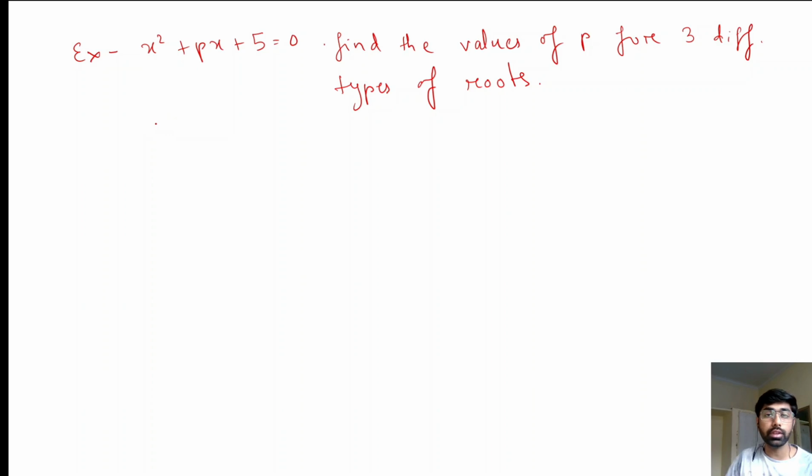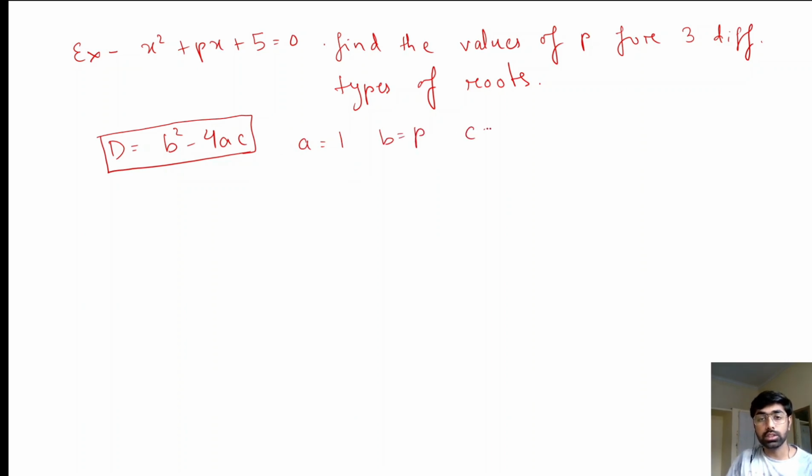So in the last slide, we have just seen that the nature of the roots depends on the discriminant of the equation. So the formula of discriminant was b square minus 4ac. And from the general form of quadratic equation, we can see that here a equals to 1, b equals to p, and c equals to 5. Now, the value of discriminant becomes b square means p square minus 4ac means 4 into 1 into 5, which is equals to p square minus 20.